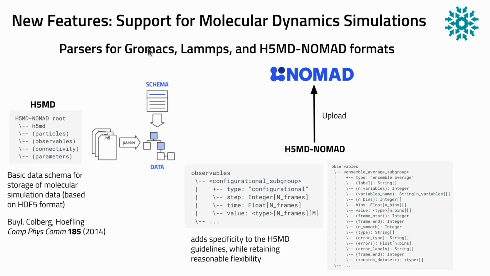And we have two main parsers for standard simulation packages, GROMACS and LAMMPS, that we develop. And then we're also working on this H5MD-NOMAD format, which is essentially built upon a previous schema to allow you to store molecular dynamics simulation data from any software according to this schema, and then that is essentially mapped to the NOMAD schema, which we'll talk about later. So this allows flexible uploads of molecular dynamics data.